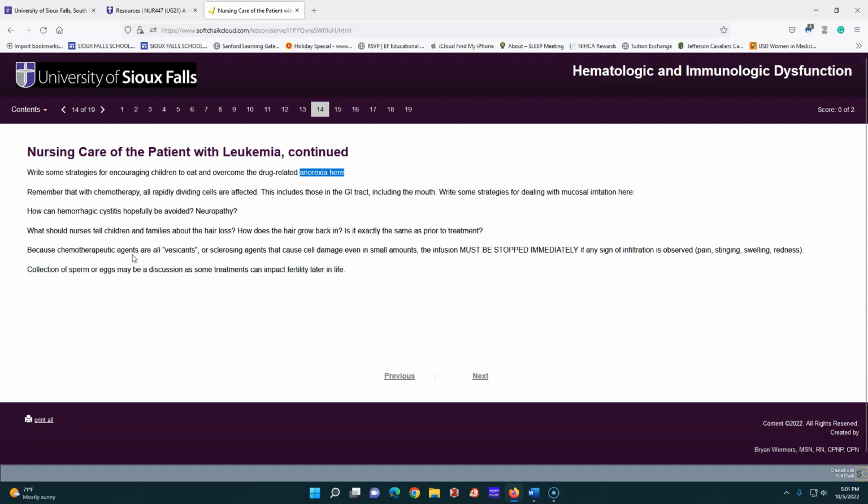Last little thing here is, as we're giving chemotherapy, it can impact sperm and eggs, and so we might see if they want to donate prior to treatments, because fertility might be impacted later on in life.